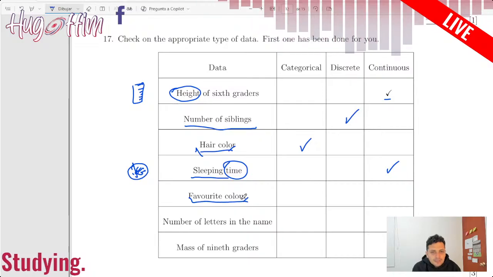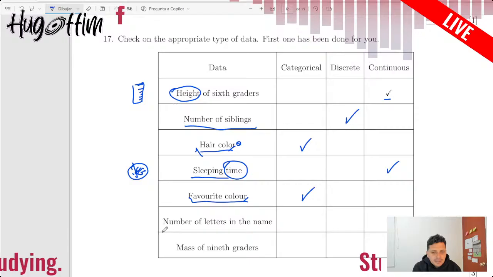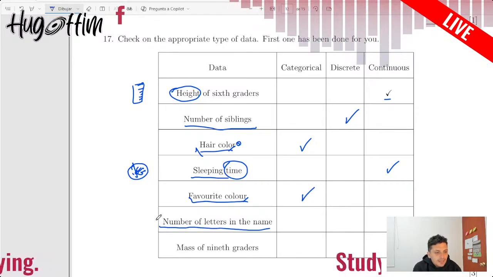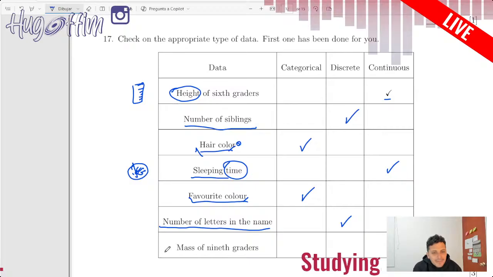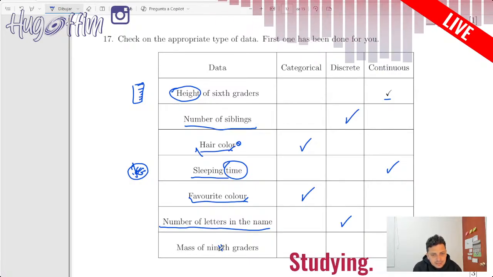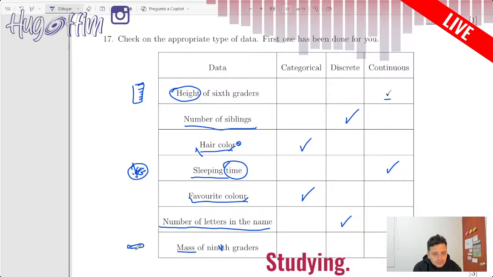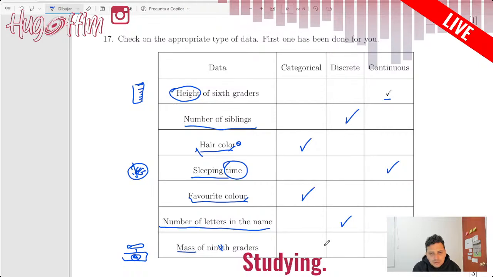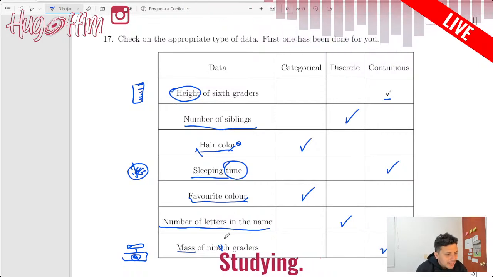Favorite color is going to be another color, so it's going to be categorical. Number of letters in the name, you count the number of letters, and as you count, this is discrete. Mass of 9th graders. To record the mass, you need to put yourself on a scale, and the scale is going to tell you the value, so it's going to be continuous. This is how you know the types of data.